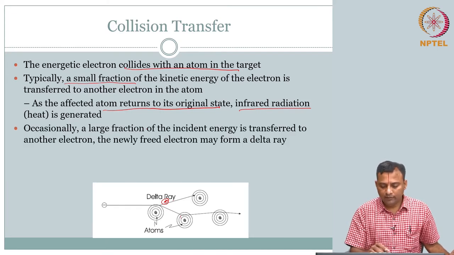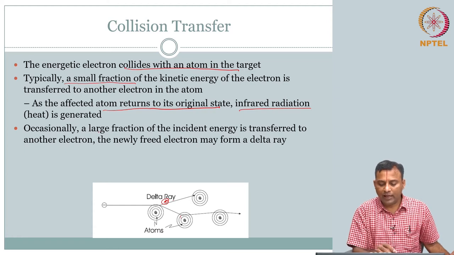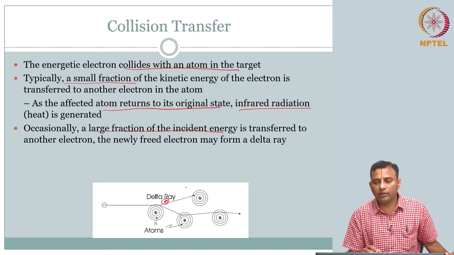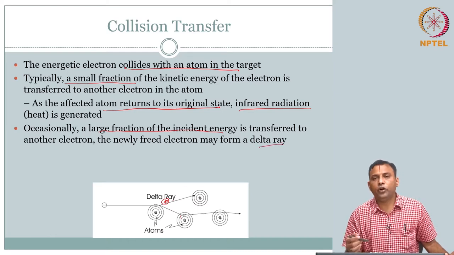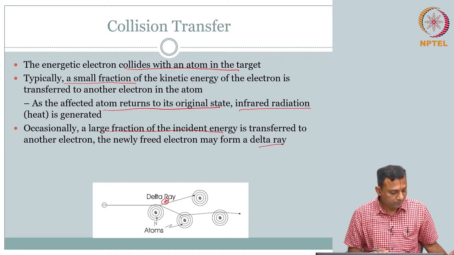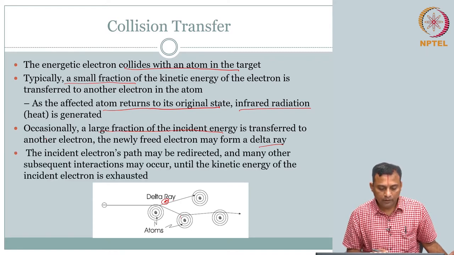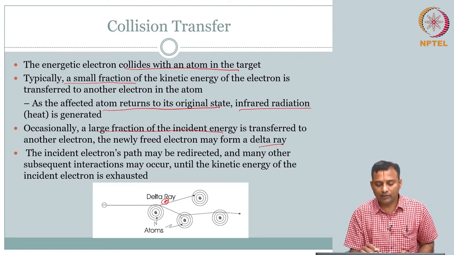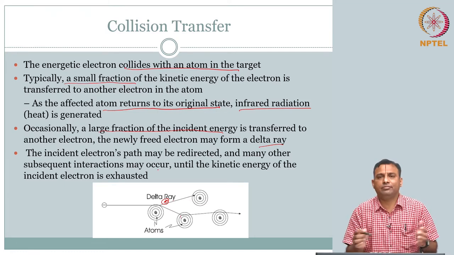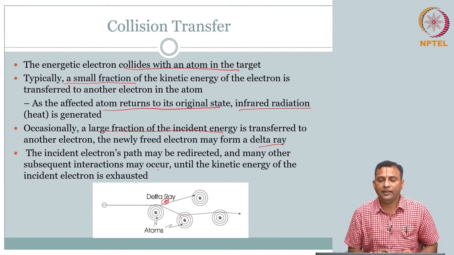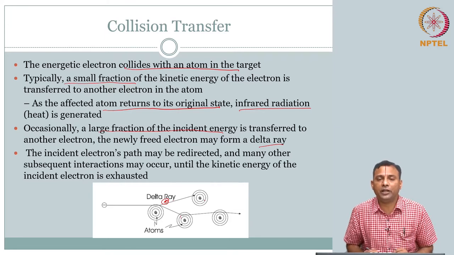Occasionally, like I said, you could have enough energy, where a large fraction of the incident energy is transferred to another electron and that is freed. Now you can pretend that this delta ray is going to behave like all the processes we talked about. It is going to do collisional and radiative interactions further down. Clear? Okay. So the incident electron's path may be redirected, with subsequent interactions. It's kind of uncontrolled. You go in, there are a lot of atoms, and this is going to happen and continue.